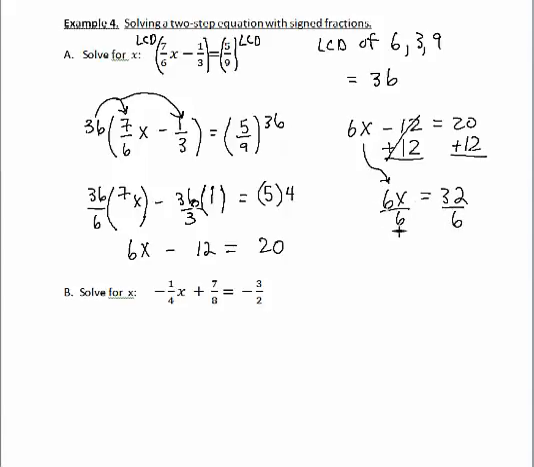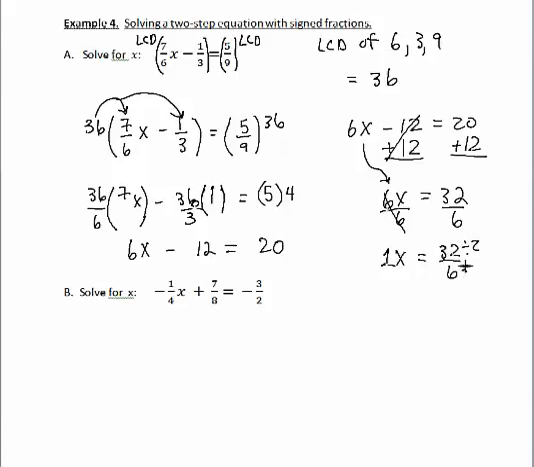The 6 is multiplying the x. We do the opposite and divide by 6. And then we have to divide the right hand side by 6 as well. The 6's cancel, leaving a 1x. 6 divided by 6 is 1. 32 over 6 doesn't go evenly. Both are divisible by 2, but this is our answer.